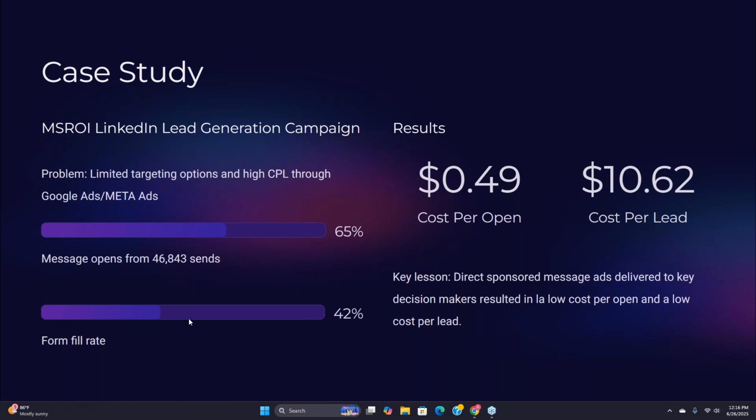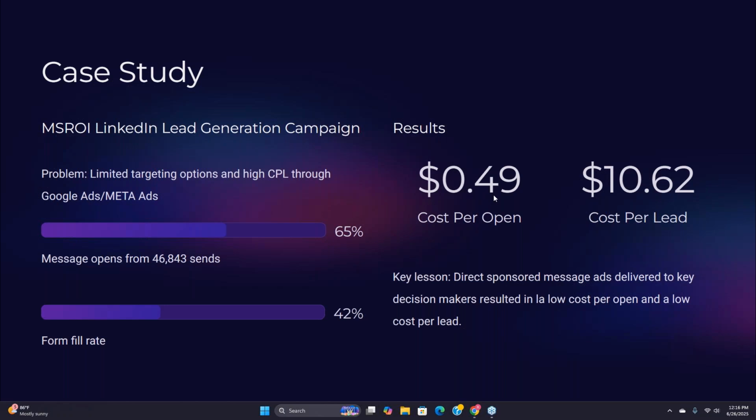And then form fill rate, this is also a great number. I mean, anything over 30% is going to be great. We have 42% form fill rate. This just means that after they click and open your message, they then click the call to action button that opens this form, and they submit that. It's pre-filled in most cases, unless you're asking custom questions, and then they submit that form. So that's what the form fill rate is.